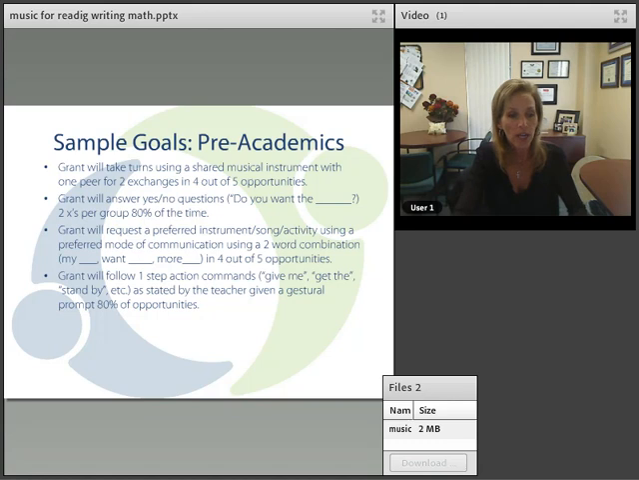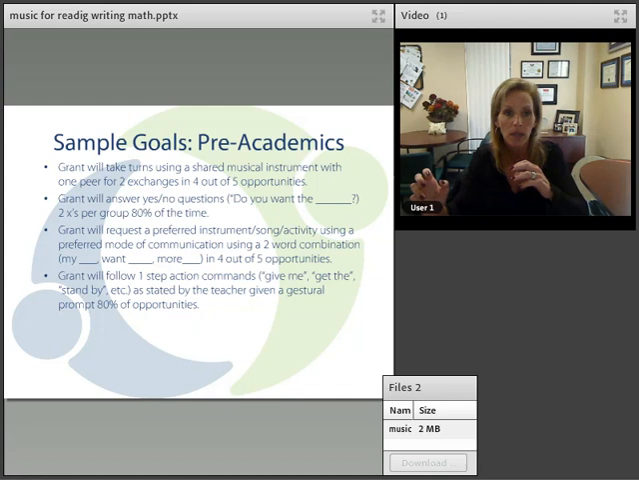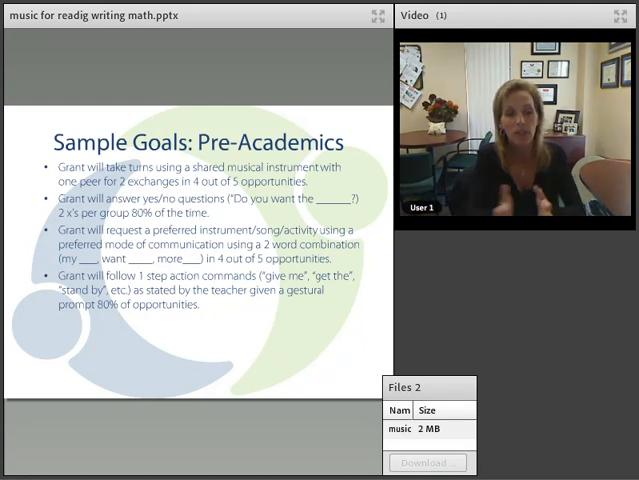Another goal would be that Grant will answer yes/no questions. Do you want the drum? Do you want the xylophone? Do you want the Barney song? And they're going to answer yes or no. We are aware that many students with autism spectrum disorder at an early stage have difficulty saying yes or no, even nodding appropriately to those types of questions. So we can work on that through a song.